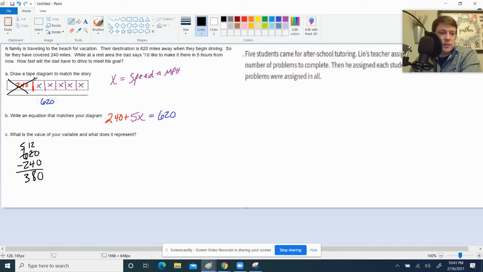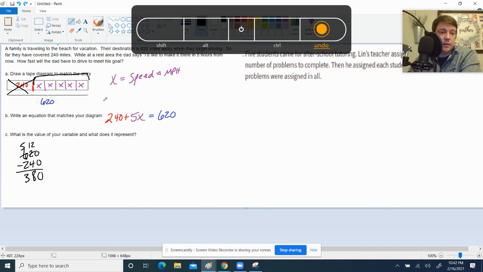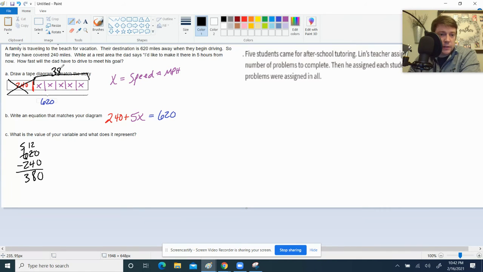So this distance right here from there to there is 380 miles to go. And we want to split that up into 5 equal driving hours. So you got it. It's just simple division from that point, right? 5 will go into this 7 times, difference of 3. And it will go into that 6 times. So 5 times 6 is 30.